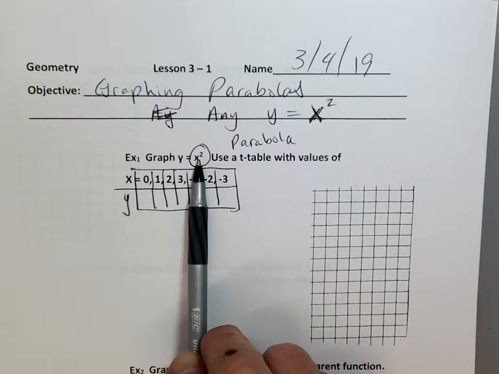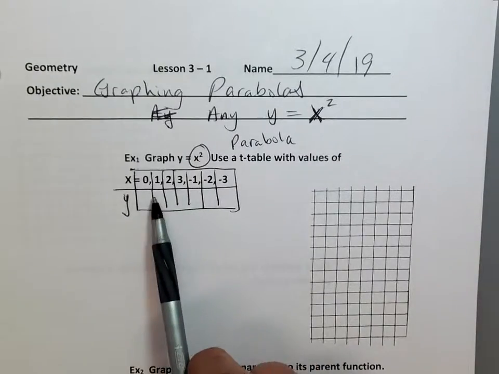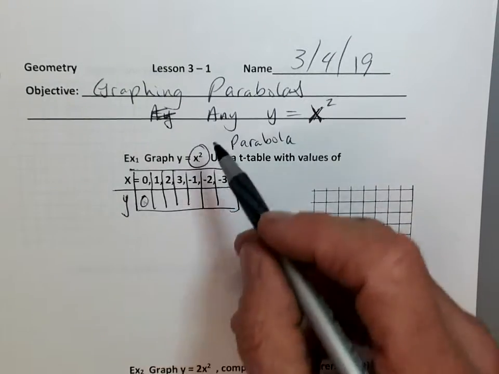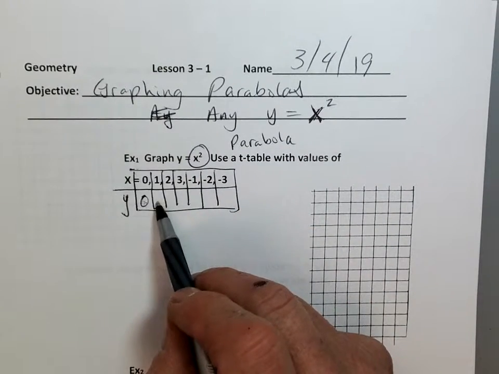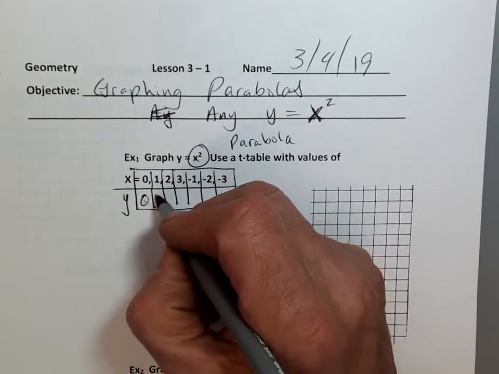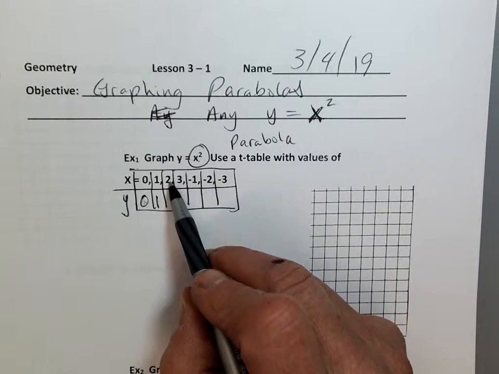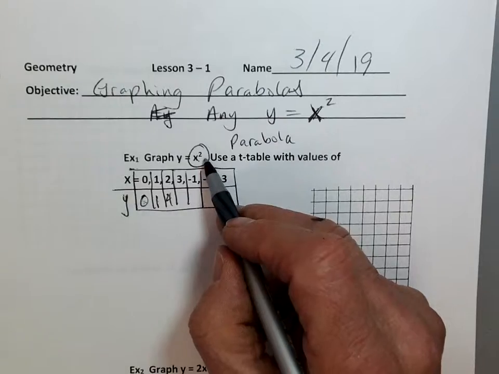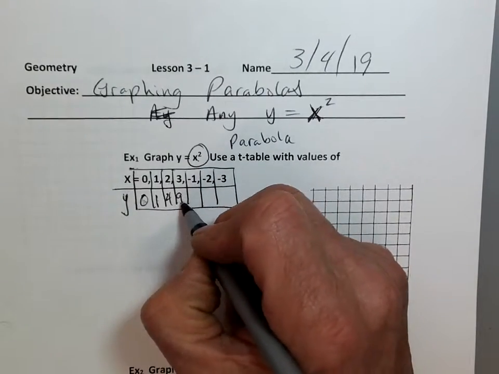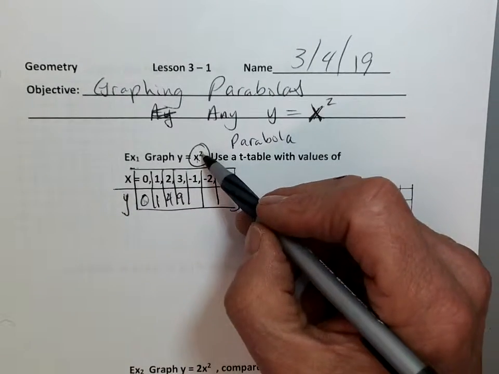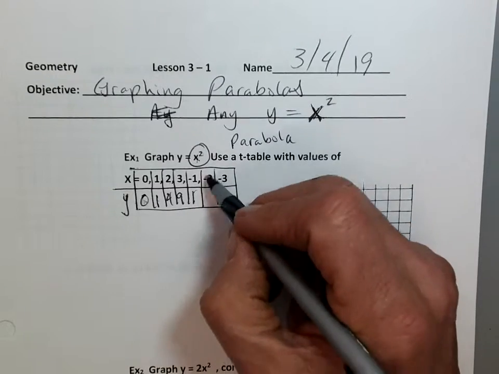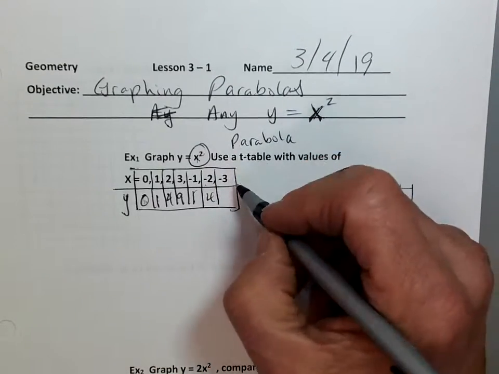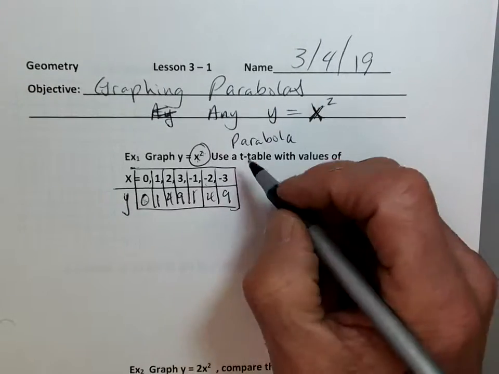We're going to plug in 0. So again, what is 0 squared? 0. What is 1 squared? 1. What is 2 squared? 4. Plug in 3, 3 squared is 9. Good. And we know negative 1 squared is positive 1, negative 2 squared is positive 4, and negative 3 squared is, okay, good. So these are points.